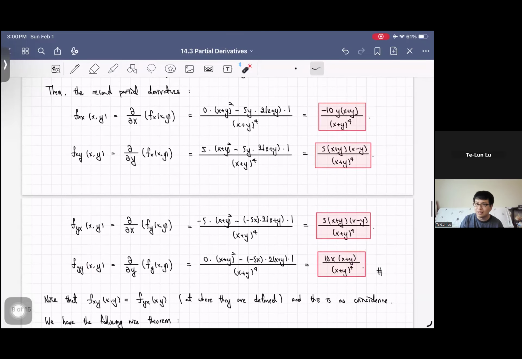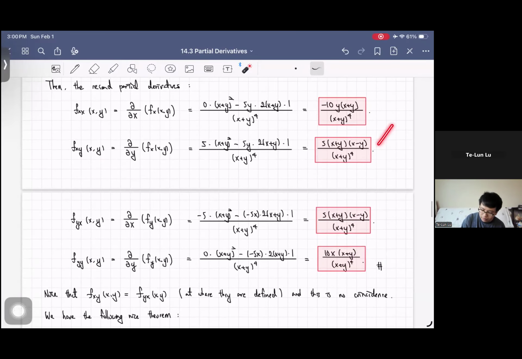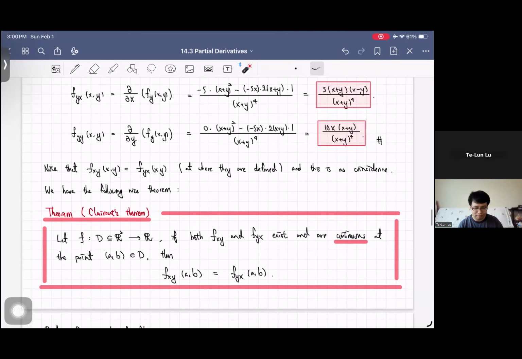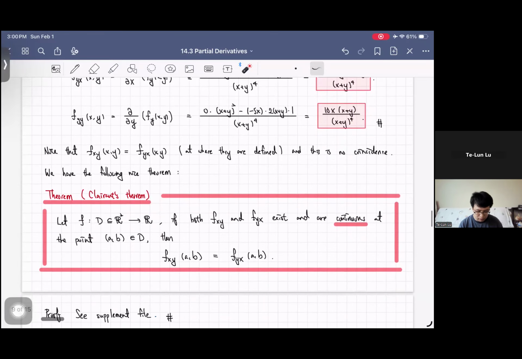So one thing you can notice here is that these two are actually the same, right? If you differentiate x first and then y, it is the same as if you differentiate y first and then x. So that is of no coincidence. This is actually a big theorem, not a big theorem, a more delicate theorem. It is called Clairaut's theorem. So let me state this first.